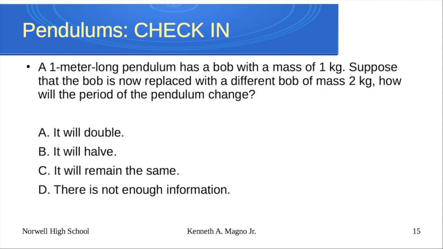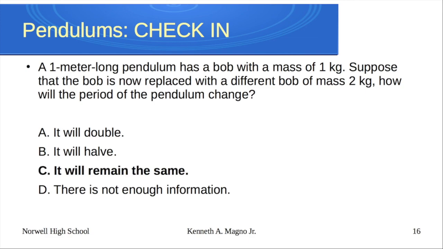And that, again, we can show in class when we do the derivation of that equation. So here's a quick check-in. We have a 1 meter long pendulum that has a 1 kilogram mass. Now suppose we replace that bob with a 2 kilogram mass. How will the period of the pendulum change? Will it double? Will it halve? Will it remain the same? Or is there not enough information? It's going to remain the same.